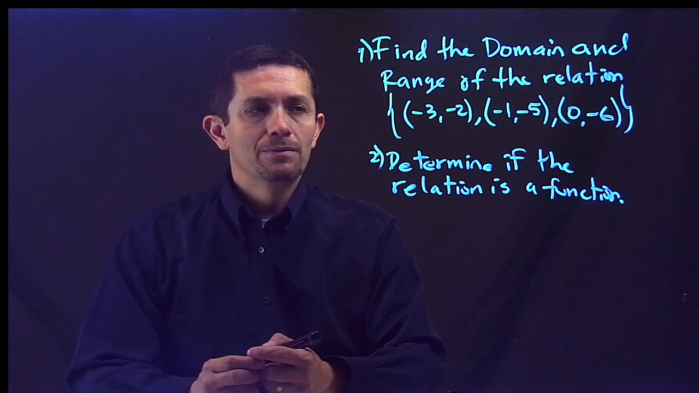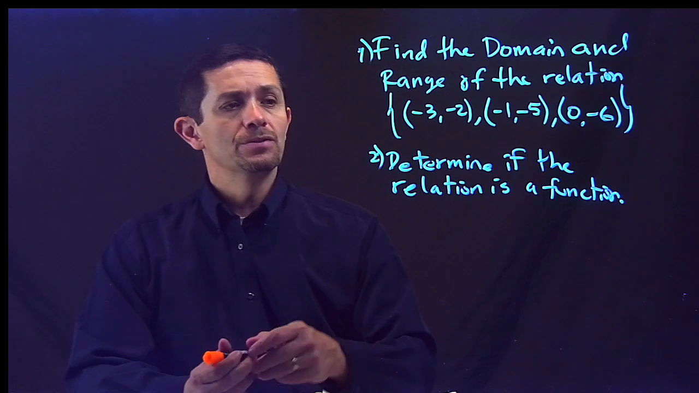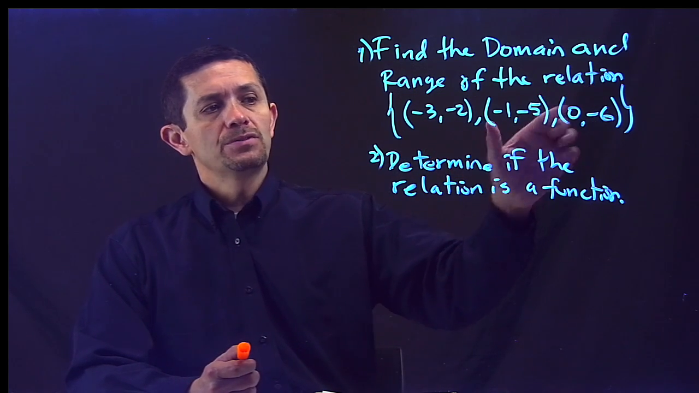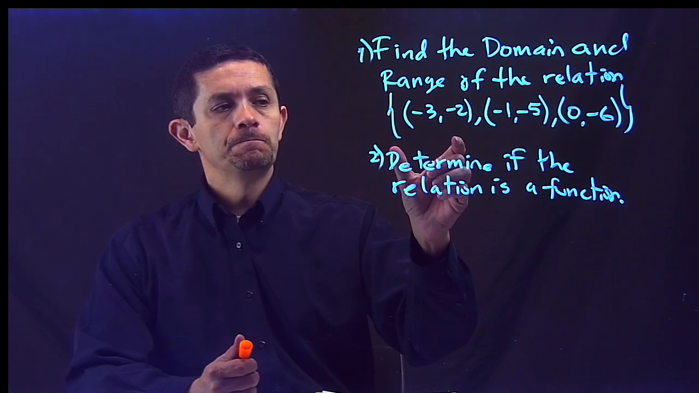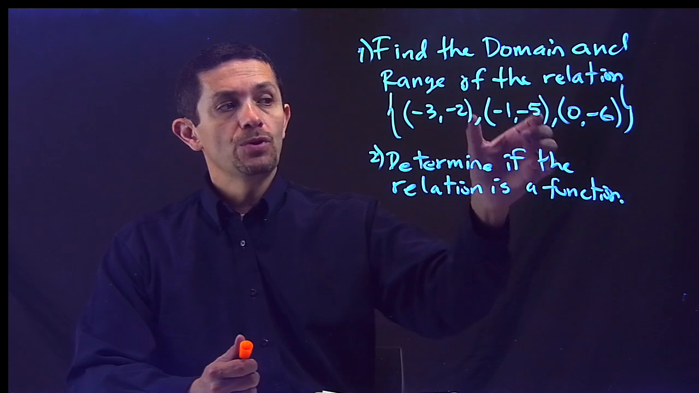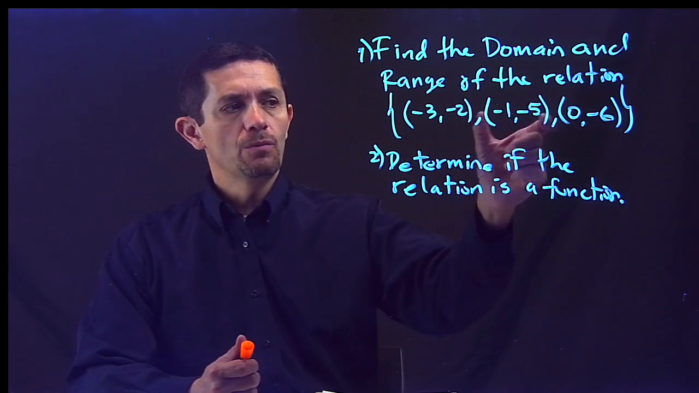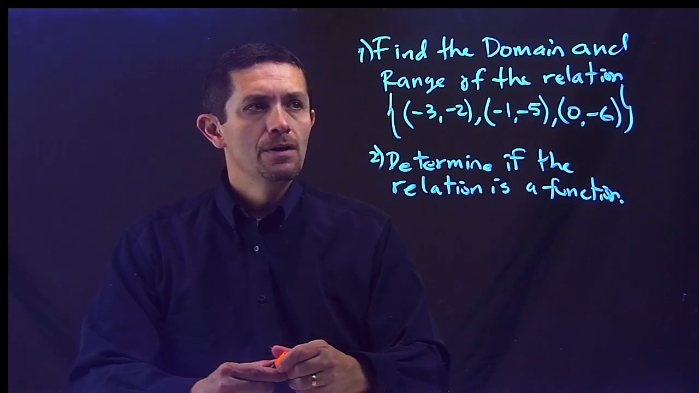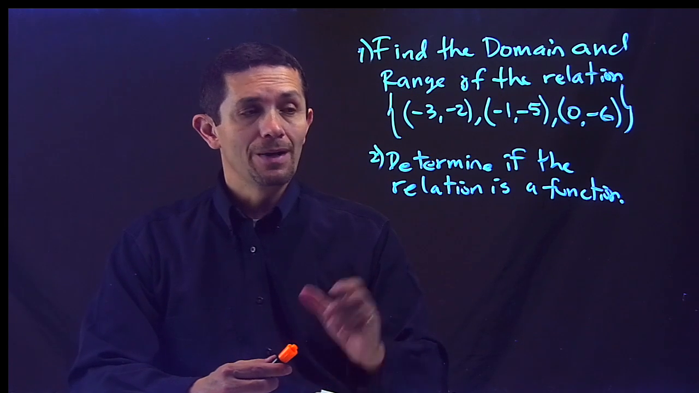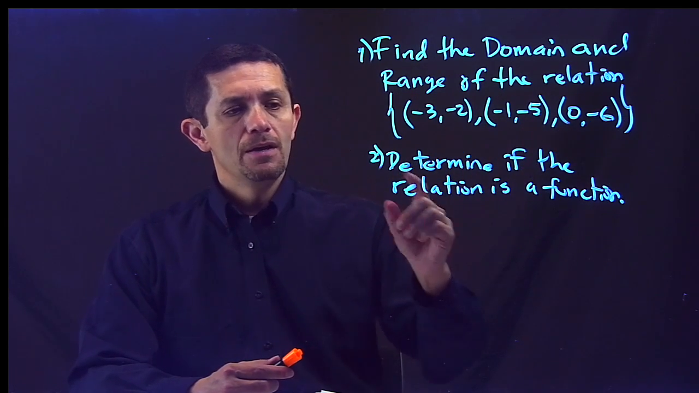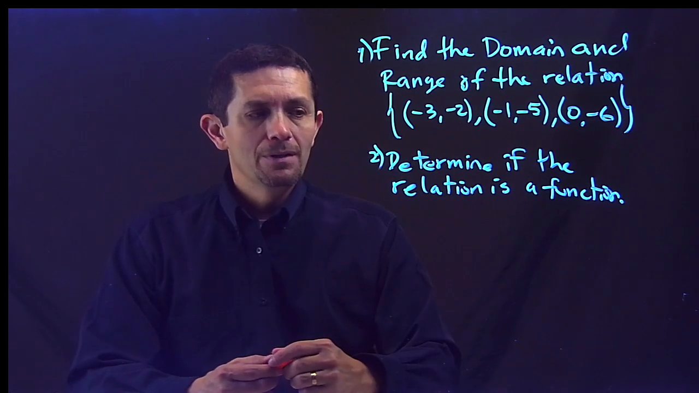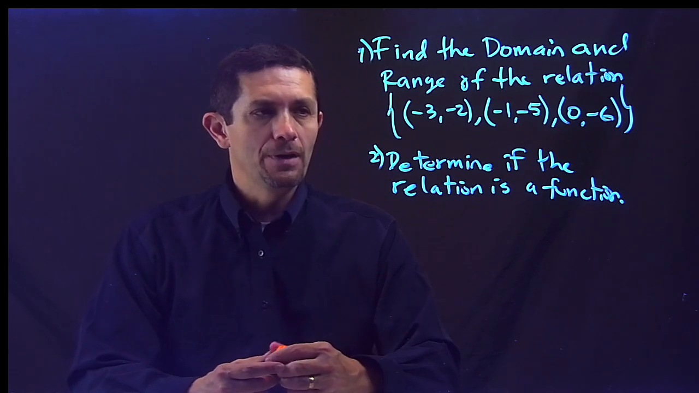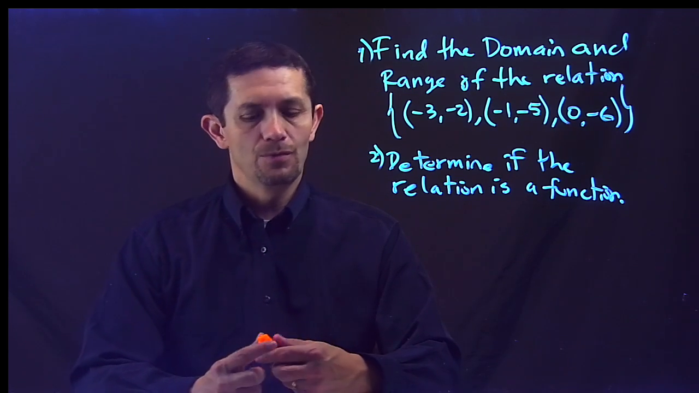Today we're going to find the domain and range of a relation. The relation is given by three ordered pairs. That's my relation right now. So the first question is find the domain and range of the relation, and they give me the ordered pairs. And the second question is determine if the relation is a function. Okay, so let's answer first.